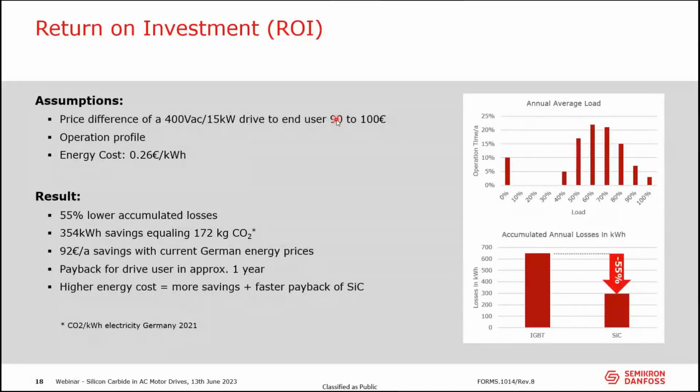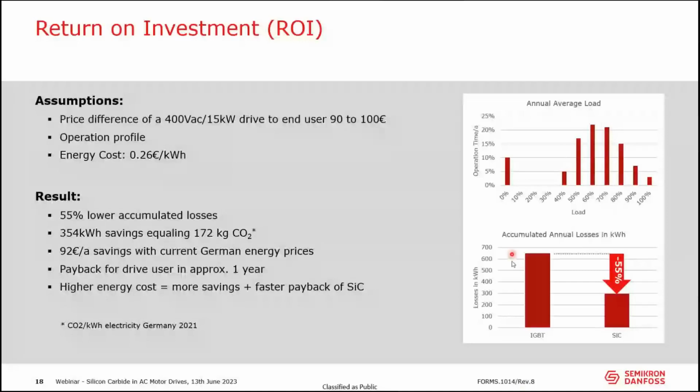But what I then did, I created an average load profile. So I say that 10% of the time the drive is not running at all, the pump, right? Pump application. 5% of the time it's running at 40% load, 17% of the time it would be running at 50% load, and so forth. So I created this load profile here, and with that, I calculated the annual watt losses in kilowatt hours for the IGBT module, or the drive with IGBTs.